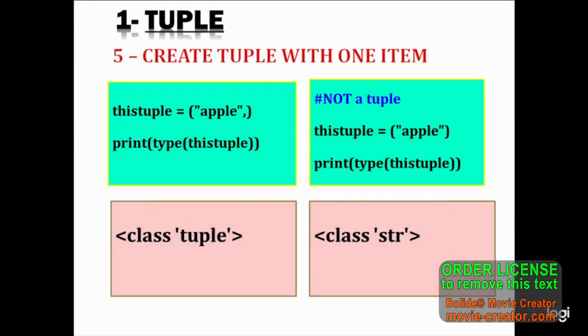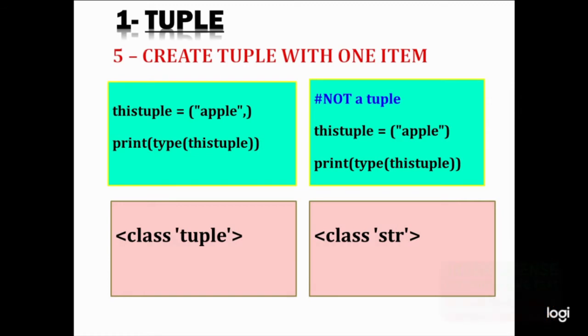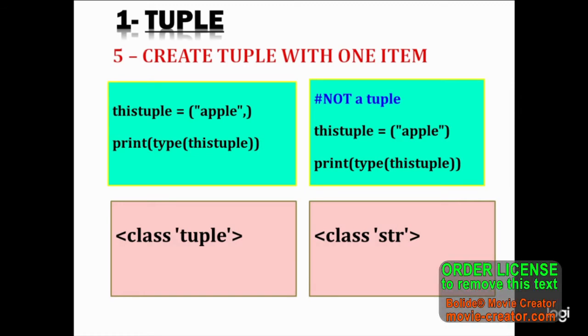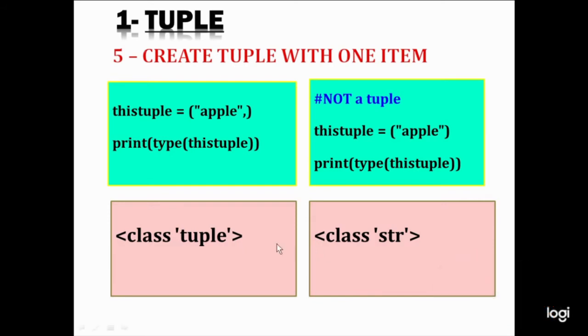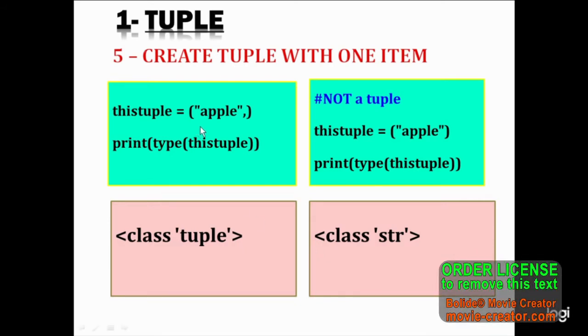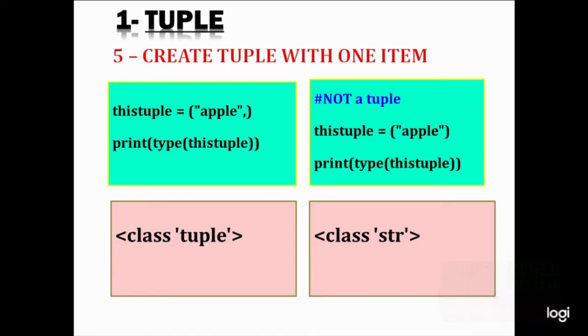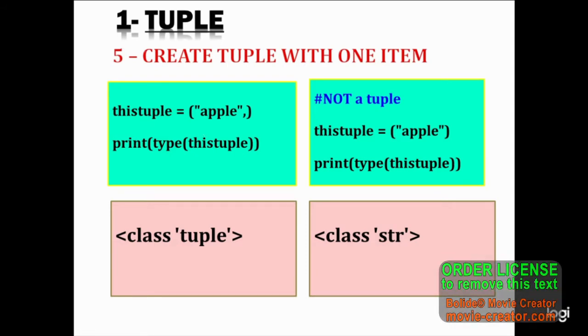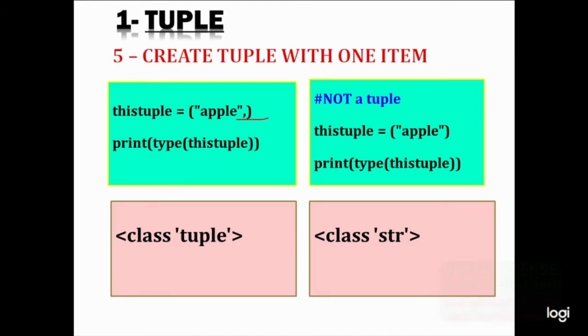Now let me see how to create a tuple with only one item. As you know, there is no need for a comma in simple texting when we are using only one element or data item, but in a tuple, even if you are using a single item, you have to use a comma. If you are not using this comma with a single item, then it will not be considered as a tuple.